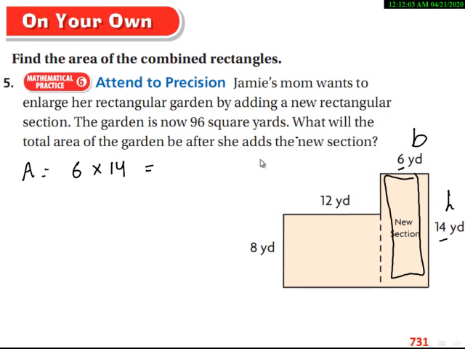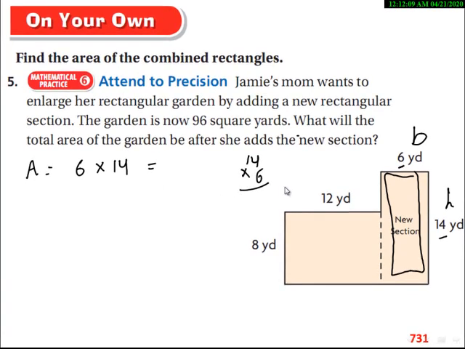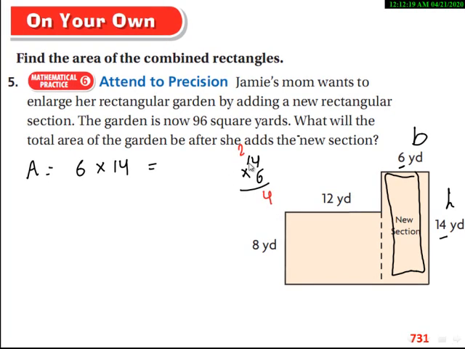Try to do it here. 14 by 6. 4 by 6, 24. 4 and we carry 2. 6 by 1 equals 6, plus 2, 8. So the final answer is 84 square yards.